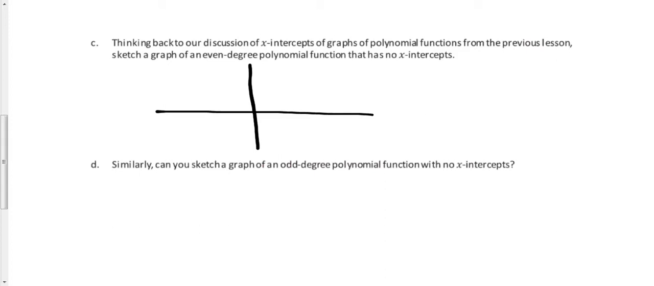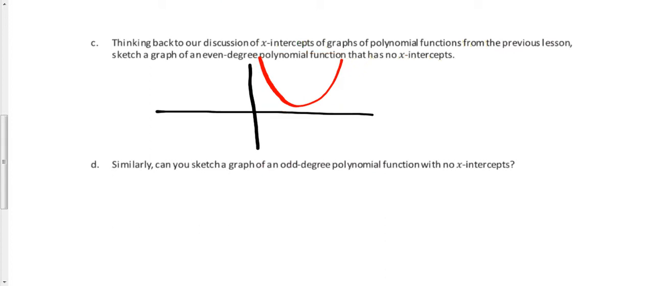Now, what does it mean to draw something that has no x-intercepts? What does it look like to have no x-intercepts? Should it be like this? How many x-intercepts does that have? 2. That's not what they're looking for. How about this? Does that have an x-intercept? How many does it have, Smith? It's got 1. Now, if I take that and I just move it up a touch, now it doesn't have any x-intercepts. Winner, winner, chicken dinner, right?